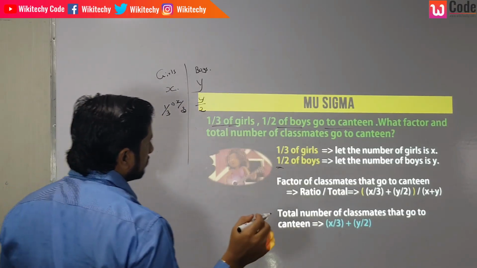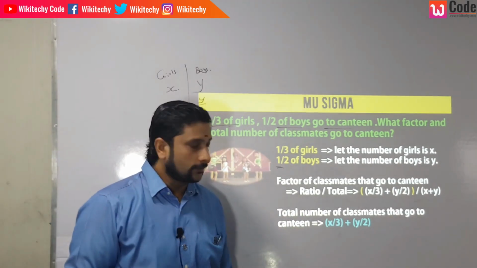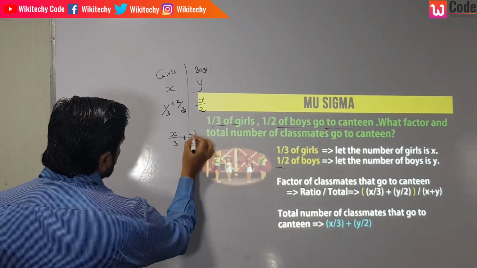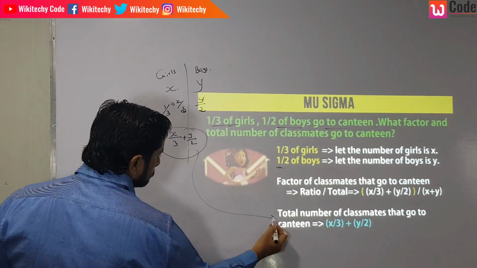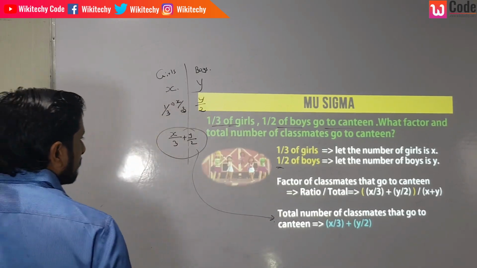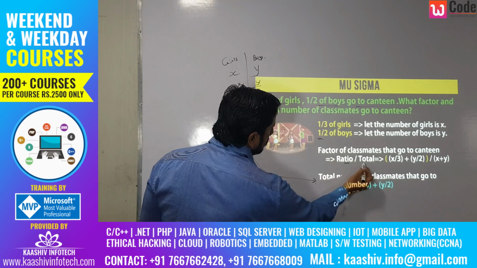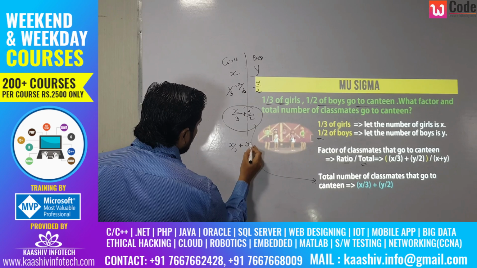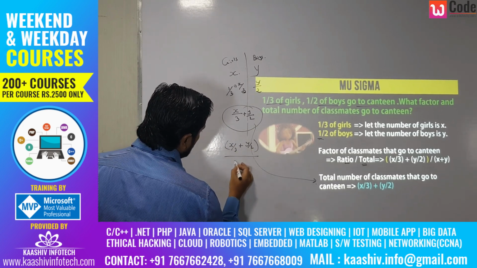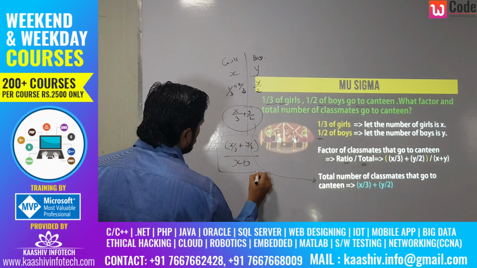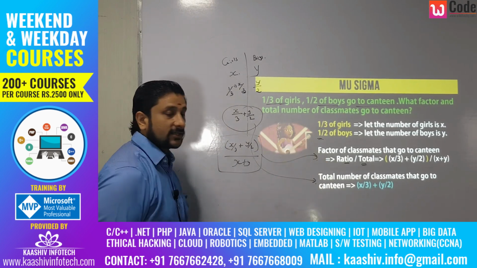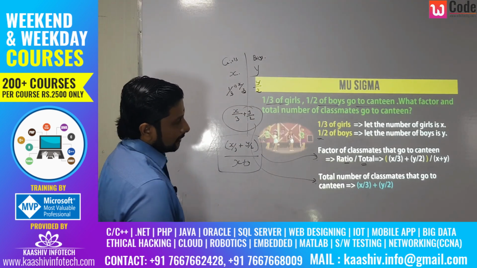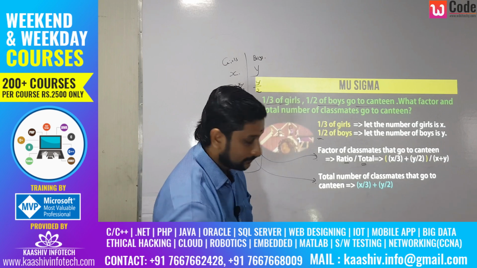The question asks for the fraction of the total number of classmates who go to the canteen. So the number of classmates who went to the canteen is X by 3 plus Y by 2. And I need to get the fraction. The fraction is nothing but this number divided by the total number. So it is X by 3 plus Y by 2, divided by X plus Y, which is the total number. The fraction is nothing but the number who went divided by the total. You'll get the answer. So this is the question asked in Mu Sigma company.